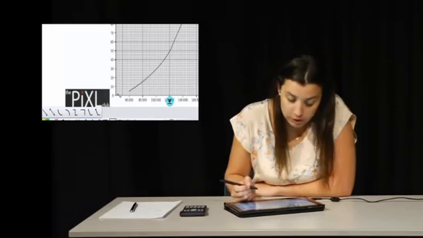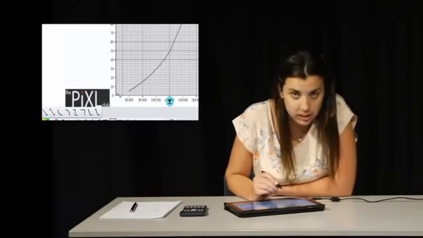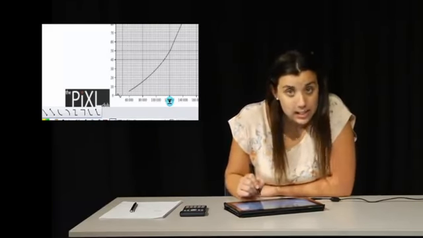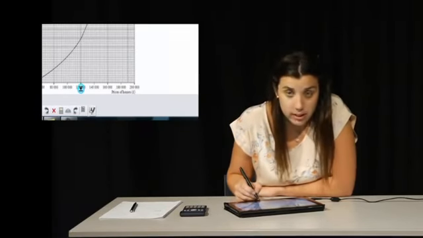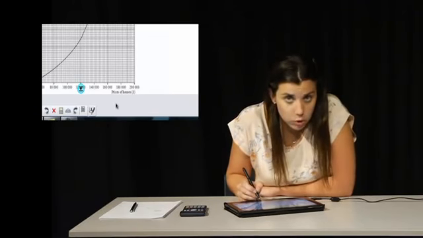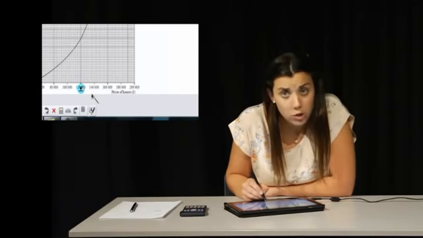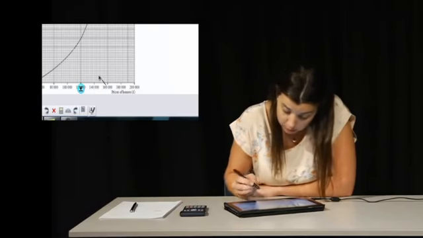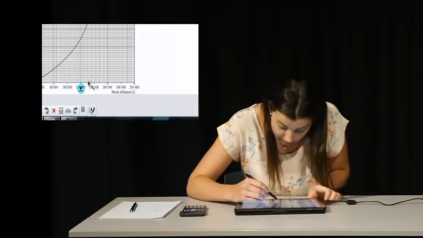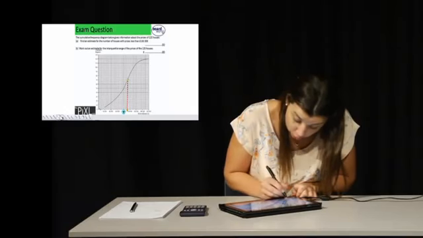Part A is looking for you to find the number of houses with a price less than 130,000. If you go to the x-axis, where it says prices of houses, you need to find the value for 130,000. Looking at what's labelled on your axes, you can see here 120,000 and here 140,000. So 130, even though it's not labelled, is going to be halfway between that. At that point, you need to get your ruler, draw a line straight up to the line, and then you're going to join a line across.